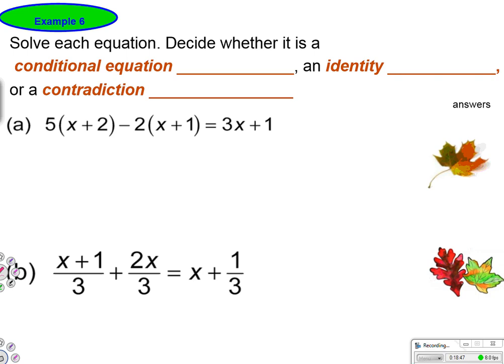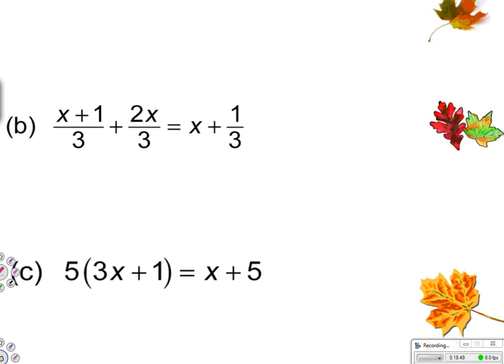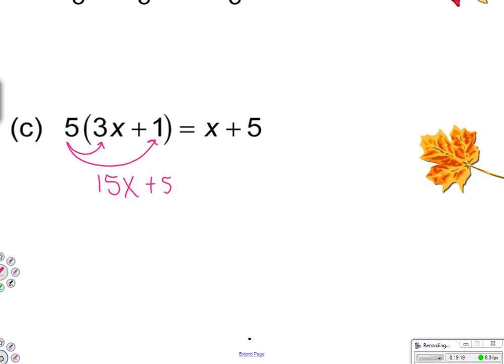And then let's try this last one. Gotta love these ones with the fractions, huh? Or not so much. You know what? I think I'm going to skip B just time-wise because I'm looking at the clock. I want to keep this around 20 minutes. So let's do C, and when we get back on Monday, I can finish up B for you. All right, so we're going to distribute. 15x plus 5.